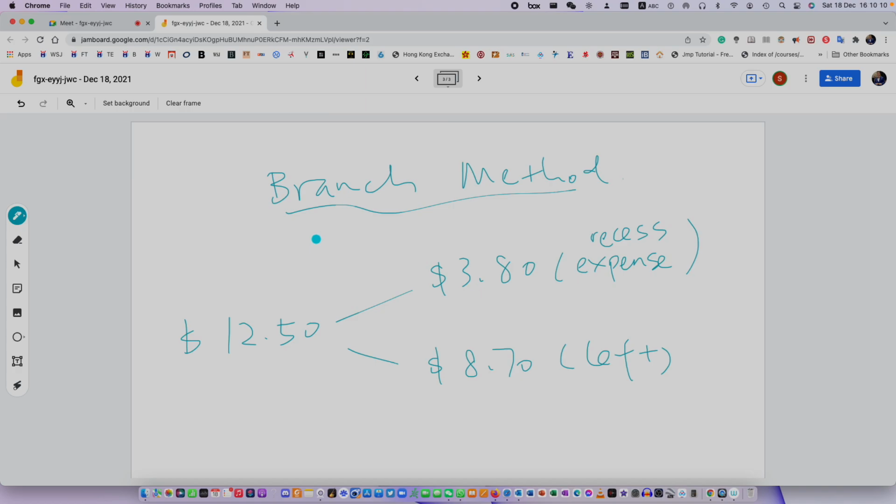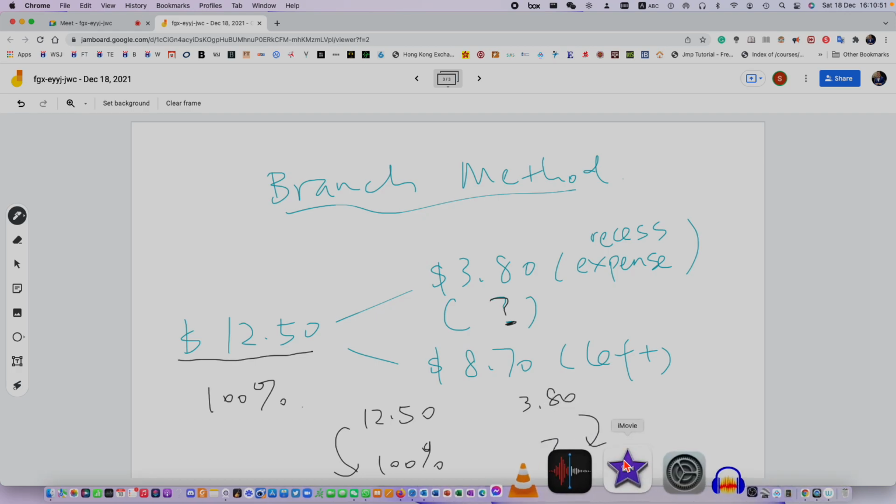The question wants you to find out what is this percentage for this 380. So 1250, you always start with 100%, right? If 1250 is 100%, 380 is what? The way to do this question is 12.5 is 100%. Then you just ask yourself, what is the factor? Then you will get 380 is how much? Can you figure out?